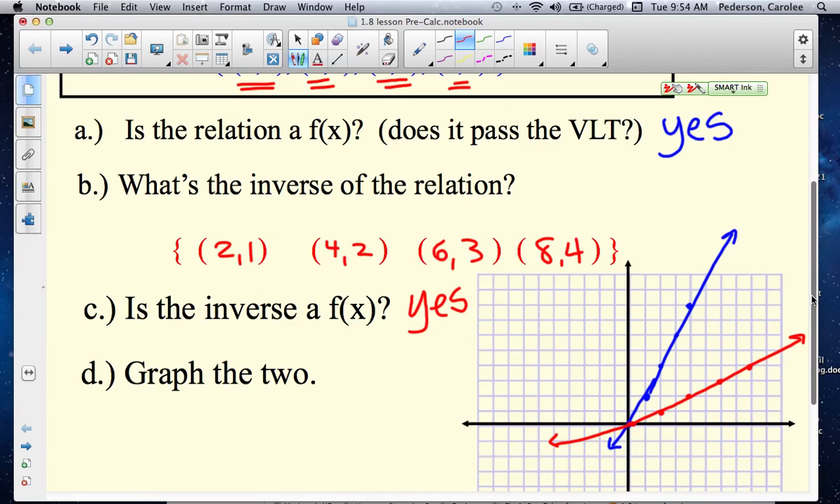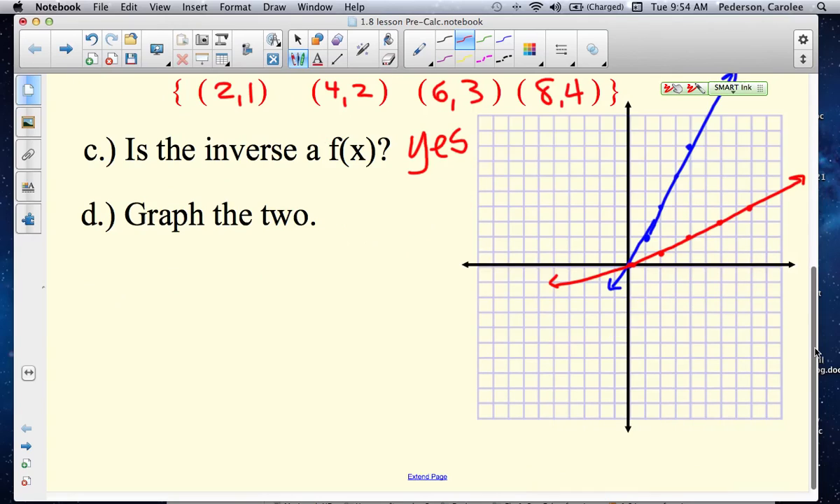There are the two relations graphed out. What we're going to be talking about later on today is if you have two relations or two functions, and they're inverses of each other, they're going to be symmetric about this line. The line is y equals x, where the y-intercept is 0, the slope is 1.